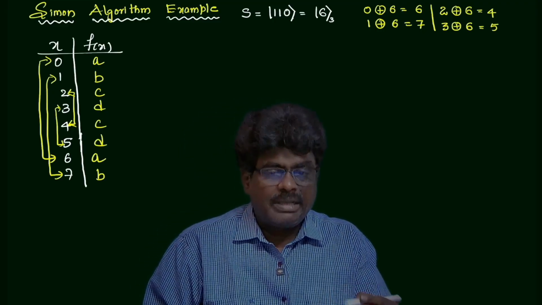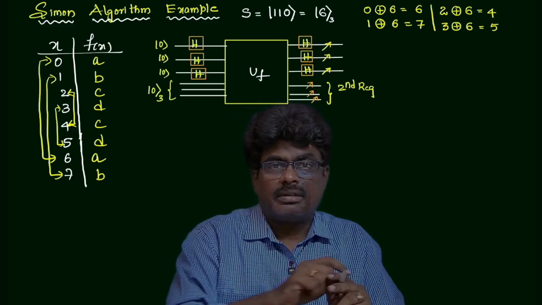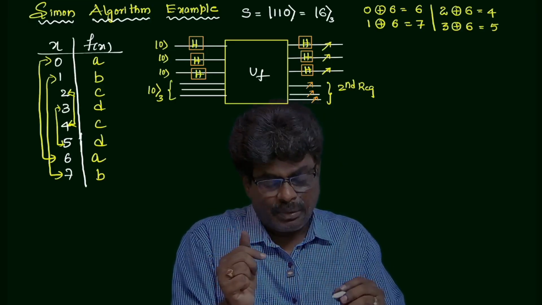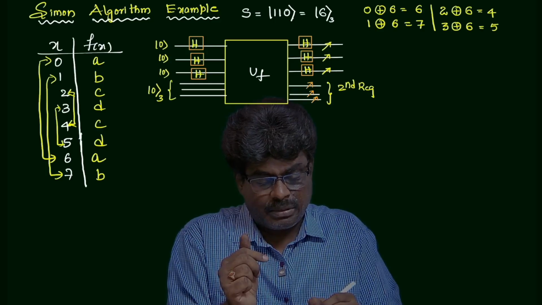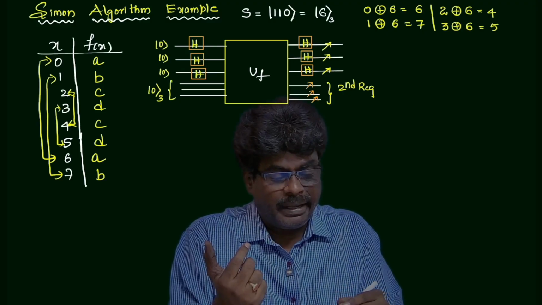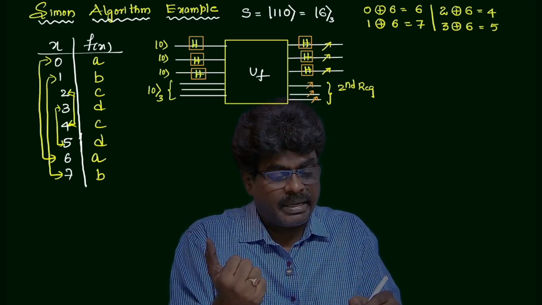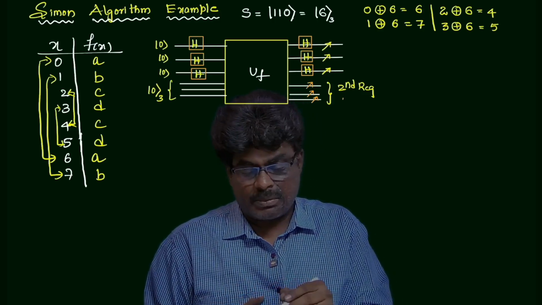Now let us take the quantum circuit. So this is the quantum circuit. Here we have 3 inputs 0, 0, 0. So 3 Hadamard gates, and after that this oracle function, and again Hadamard operations. And this is the second register. Okay, fine. Let us proceed.